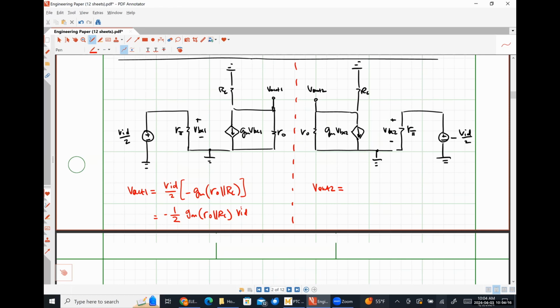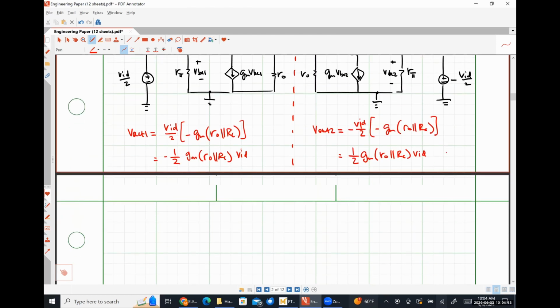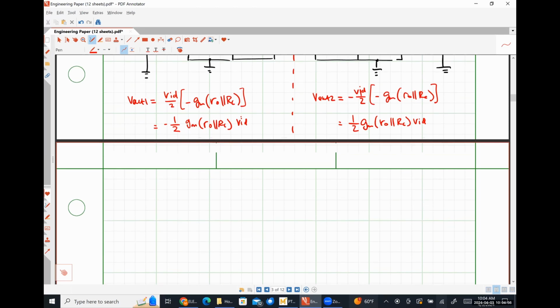So what's happening on the right-hand side of the circuit? Pretty much the same thing. It is also a common emitter amplifier. So now we're going to have negative 1/2 or negative VID over 2 times that same negative GM R naught in parallel with RC, which should equal positive 1/2 GM R naught in parallel with RC times VID.